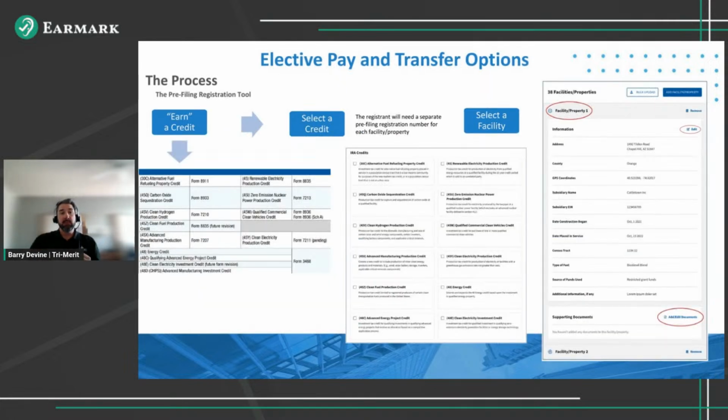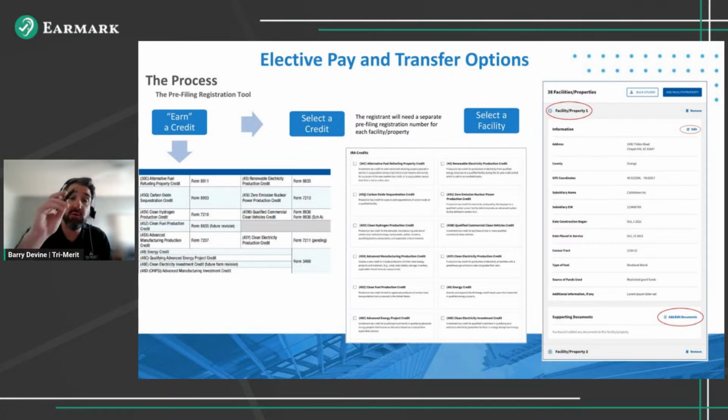Next slide. I think this is just a couple of screenshots of what it looks like when you're in the portal. You'll have to know what credit you're choosing. What is the program? Is it advanced manufacturing? Is it 45X? Is it 48C? Like, what credit are we talking about? The list of credits that Randy previously showed, they show up in this fancy portal here, all organized and ready for you to choose one.